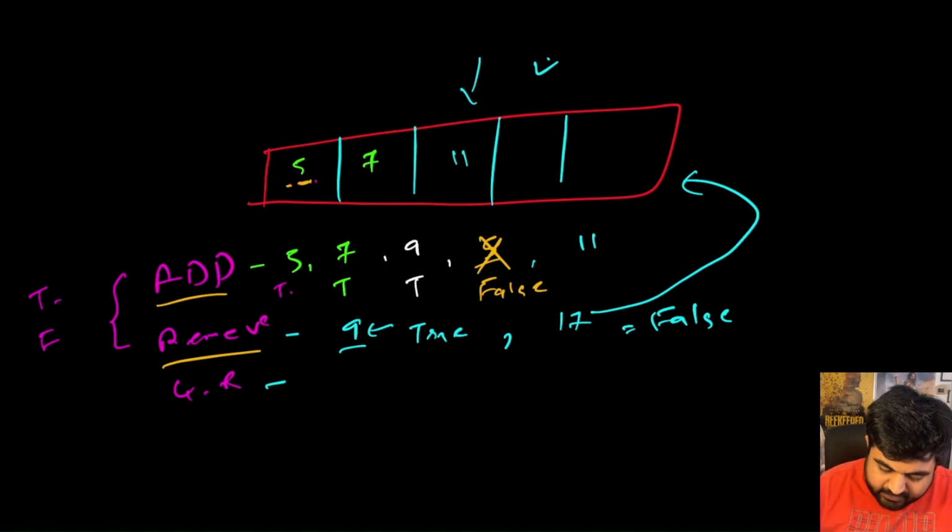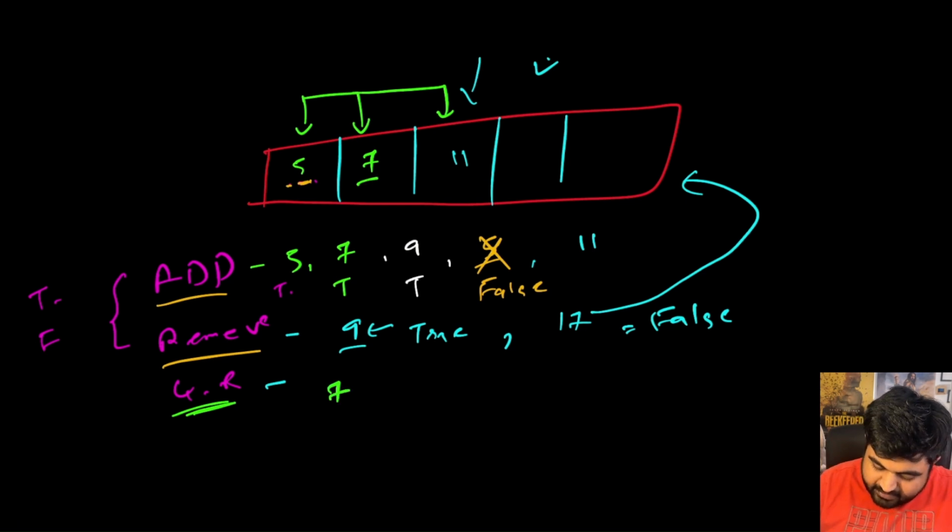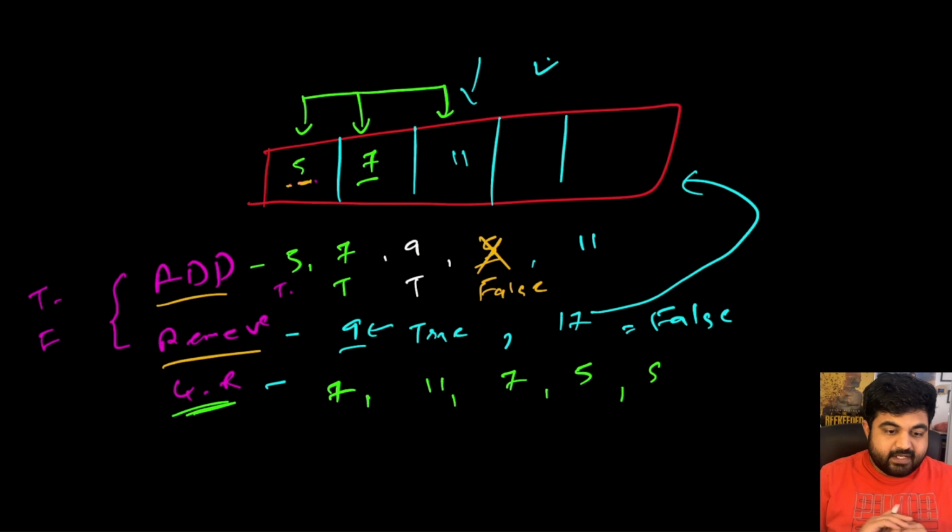Okay. And the getRandom method is just very simple. Whatever values are currently present inside our set, we simply need to pick any random value. So if we are being asked to get random, we can return value number 7. Next time we might return value number 11. Next time we might return 7 again. Next time we might return 5. Once again we might return 5. Any of the values is going to be randomly picked and we have no control over it.